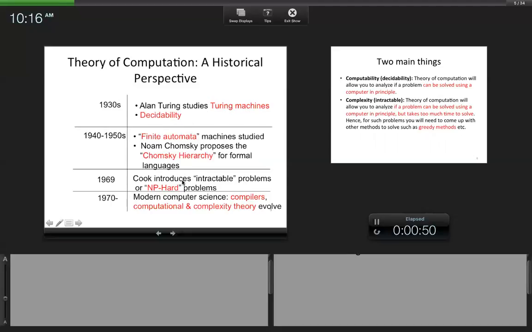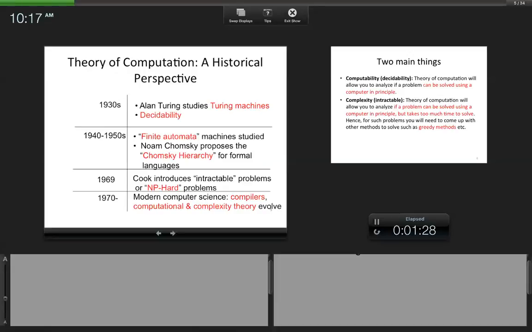And then after that, people started saying, if I can build a machine that can solve a problem, but there are some problems which a machine can solve but it takes forever, like NP-hard problems, for those kinds of problems you have to come up with some approximate solution. And then finally, it all gave rise to compilers, modern computers, and things like that. So what we're going to study is the theory, the topic which precedes modern computers.